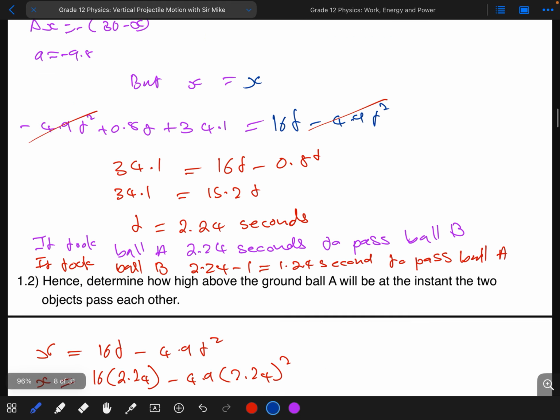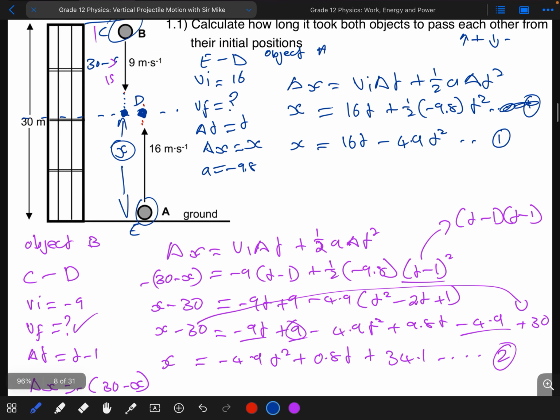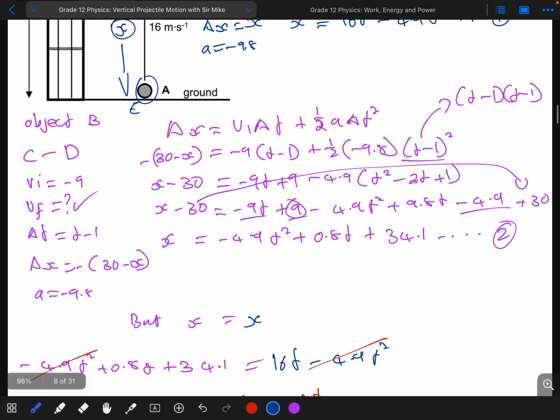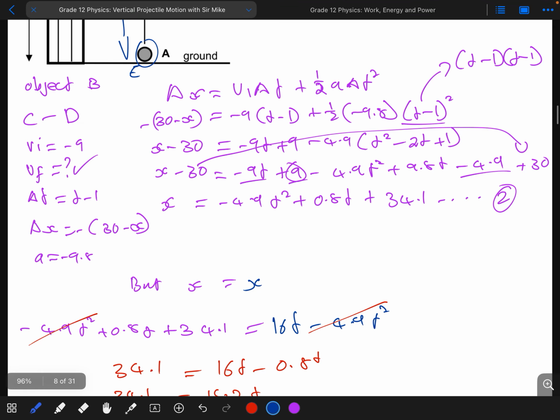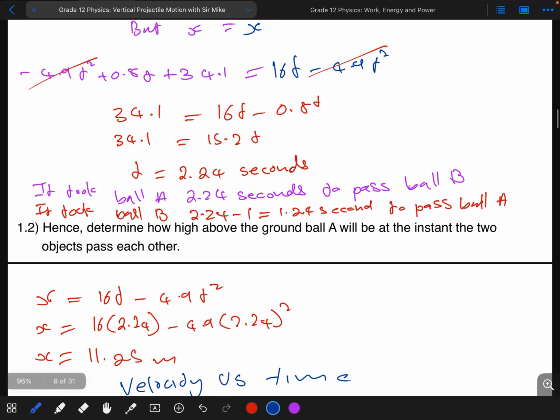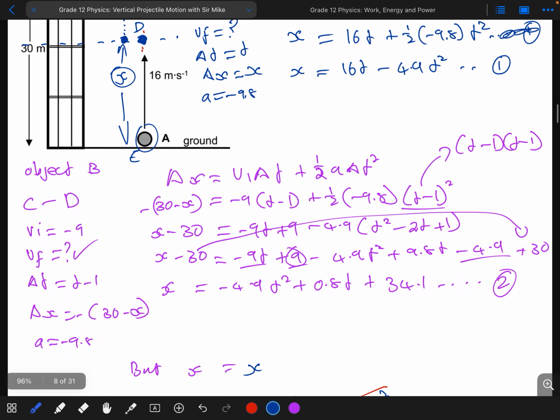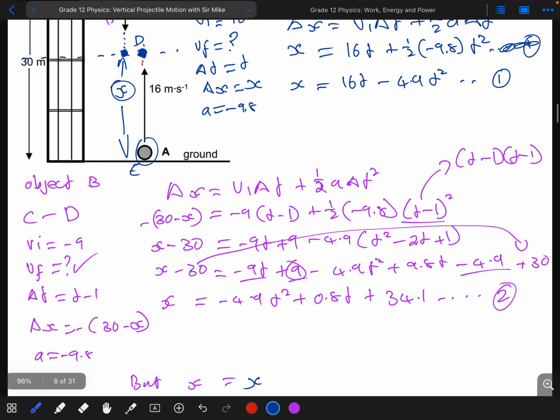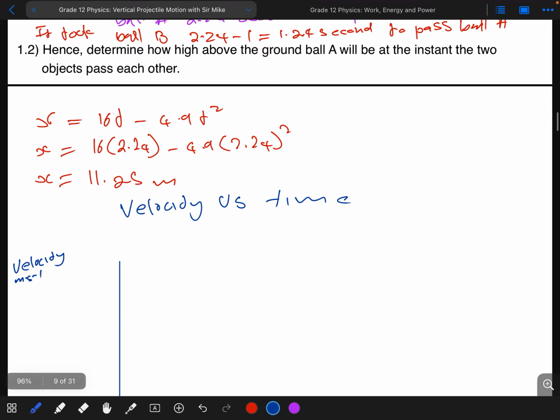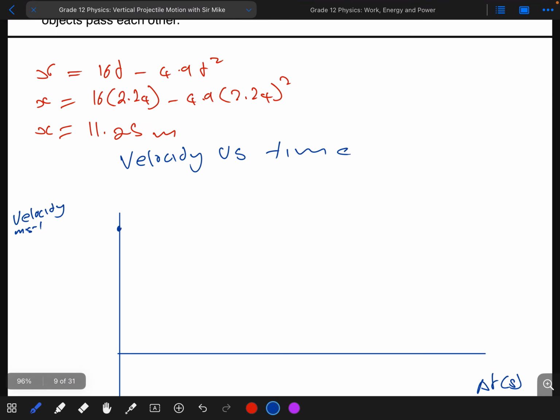Remember, if I'm drawing a velocity versus time graph of motion for both objects, from where they started to where they passed each other, object A started with a velocity of 16. So it will start from that point there.